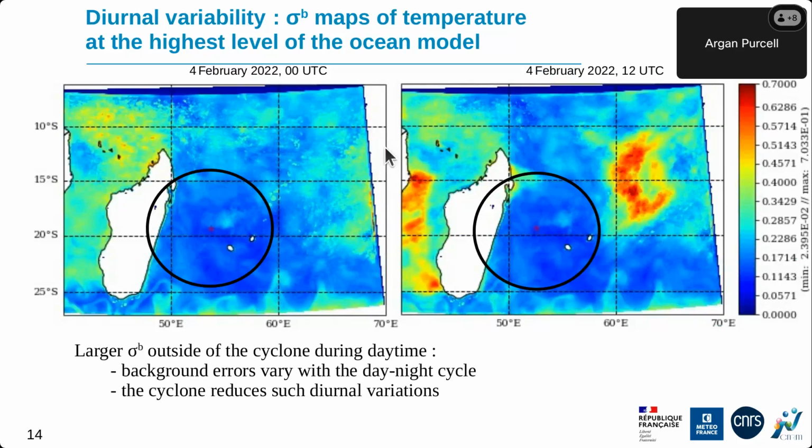So here you have the surface temperature of our ocean model during the night and during the daytime. And during the daytime, we do have higher errors on areas that have scattered showers and scattered clouds. So the background errors do vary with the day-night cycle. However, under the cyclone, we don't see any variation. So the cyclone seems to have an impact on the background variations.